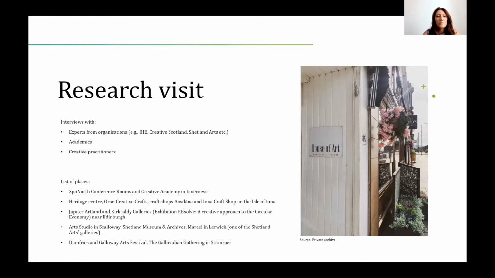During this research visit, I conducted interviews with experts from many organizations such as Highlands and Islands Enterprise, Creative Scotland, Shetland Arts, and many others. But I also spoke to different academics and creative practitioners, and I also listed here places that I have visited and which have helped me to gain a wider insight into the situation with rural creative industries in Scotland.